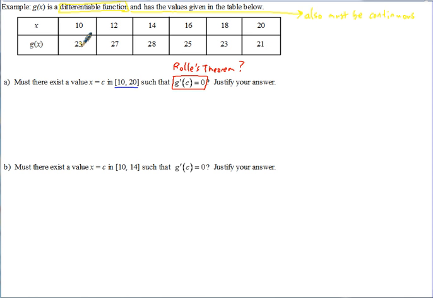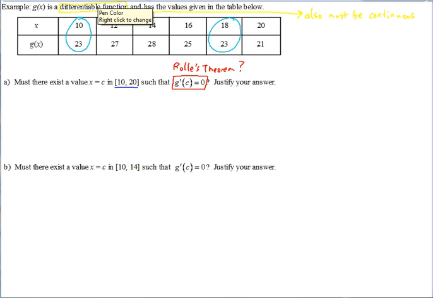So initially, I might look like, oh, we can't apply Rolle's theorem. But remember, we don't just have those two, we actually have a bunch of other points as well. So we want to look everywhere in the interval 10 to 20, and see if we can find anywhere where the y-coordinates are equal. If you look carefully, you can see at 10, the y-coordinate is 23, and at 18, also 23. So you can apply Rolle's theorem on the interval from 10 to 18, which is within 10 to 20.